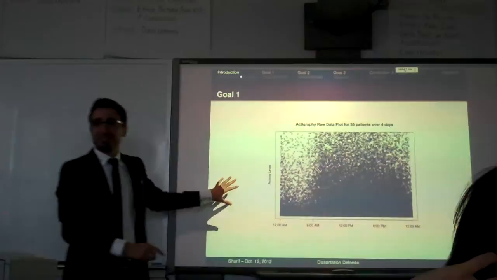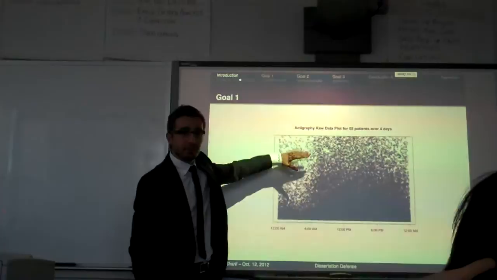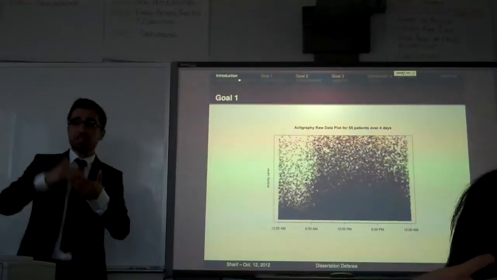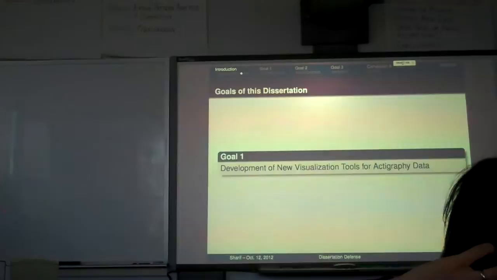We have a smart board here. There is a gap here, which represents the night. There is low activity during the night, but this is all we can do. We can see different clusters of data. We can see different clusters of patients regarding, for example, different depression levels, or males versus females, or different age groups. So our first goal was to develop new visualization tools for actigraphy data.